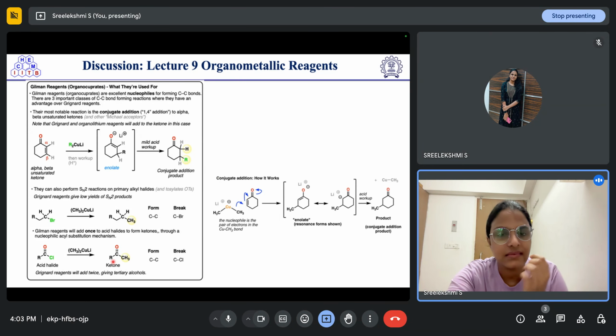Now, this is one mechanism which we already discussed. So this nucleophile is the pair of electrons in this copper carbon bond, so that will attack over this beta position. This bond will shift to here and this will become O minus, which will be stabilized by the Li plus from the organolithium organocopper compound. So this enolate can exist in this resonance form, and then during acidic workup we will get this conjugate addition product.